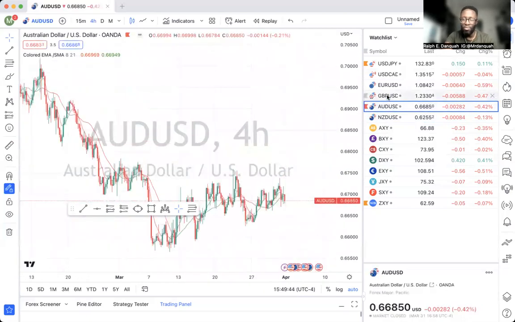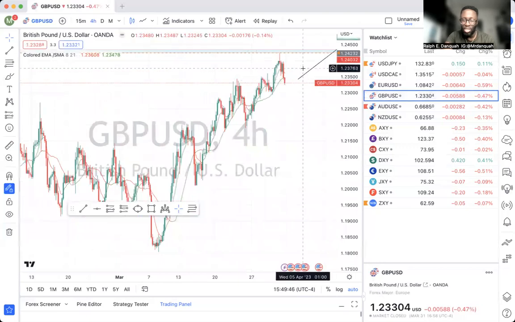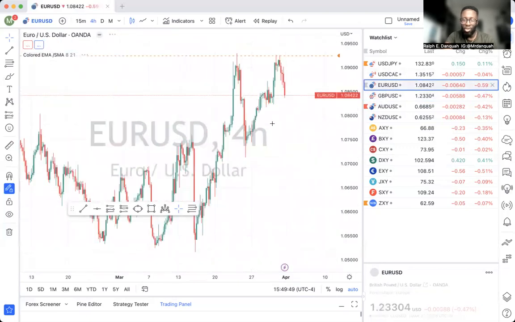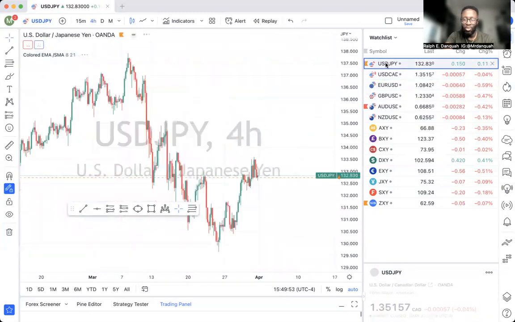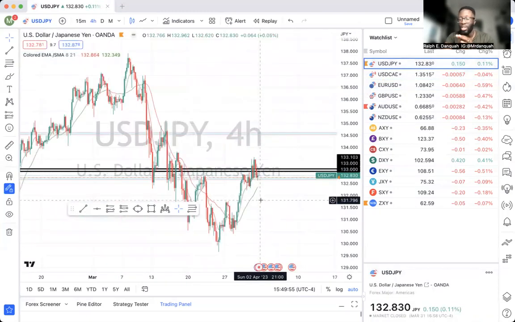AU, I'm waiting for more data. GU, right now I see something, but waiting for it to break up. EU, right now I see something, waiting for it to break up. USD CAD, nope, I'm not touching. USD JPY, I'm looking for. So there's 3 trades that I'm looking at this week. All right, so hopefully these pan out in our way. But if you have any questions, go ahead, ask me.